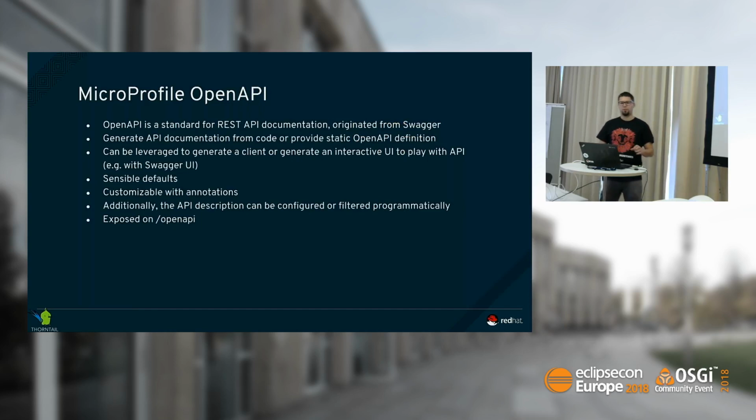Another specification is MicroProfile OpenAPI. With it, you can easily expose documentation for your REST endpoints. If you just add MicroProfile OpenAPI to your project, then it will expose some sensible information about your API on the /openapi endpoint, but you can also customize this info with annotations. OpenAPI is generally a standard for documenting REST endpoints. You can consume it with Swagger UI if you know Swagger. You can also generate a client based on that. There was a talk about it yesterday.